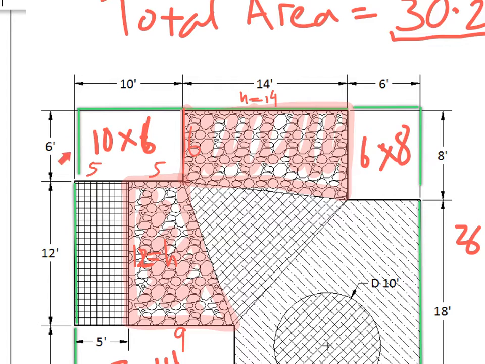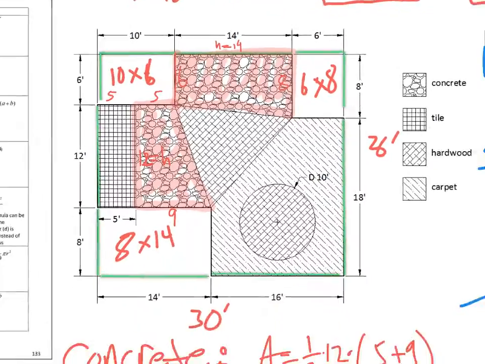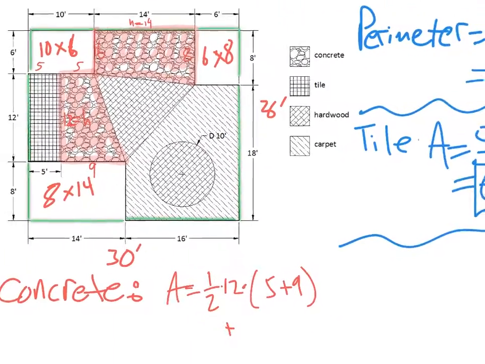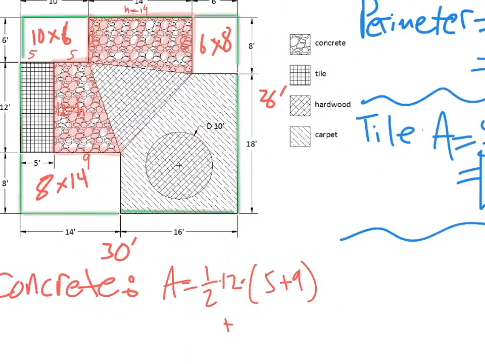We're getting that from this distance over here. This distance is 8. That's given to us. So 6 and 8, those are the two bases. That's our A and our B in that formula. All right, so our second area, our second trapezoid that is concrete, we've got a height of 14, and then we've got 6 plus 8.